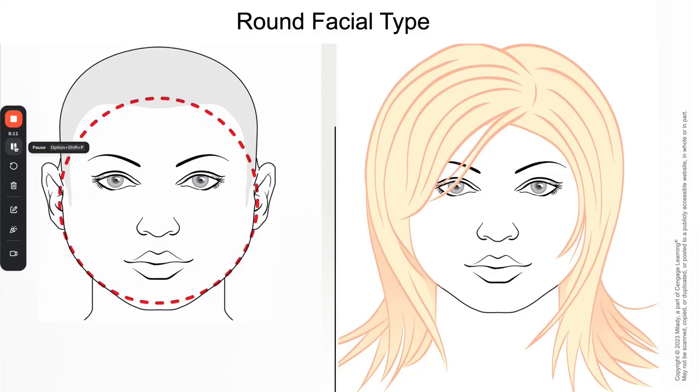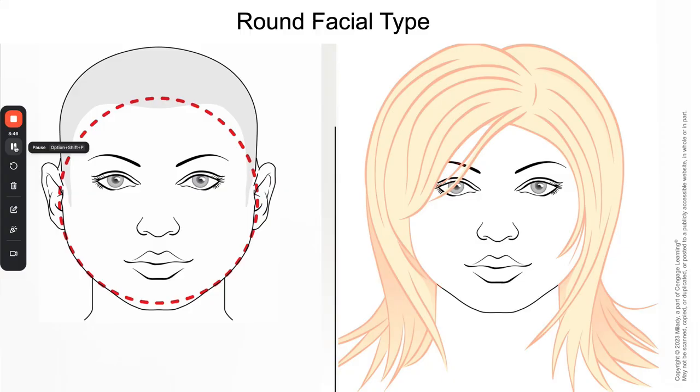Styling options for your round clients. For your clients who want to give off the illusion of a slimmer face, we're going to add a hairstyle with height at the top, because if we give them a style that has height at the top, it's going to give the illusion of length in their face. So maybe they need something that's upswept or on top of their head to give the illusion of length. Height or volume, you can call that height or volume on top.